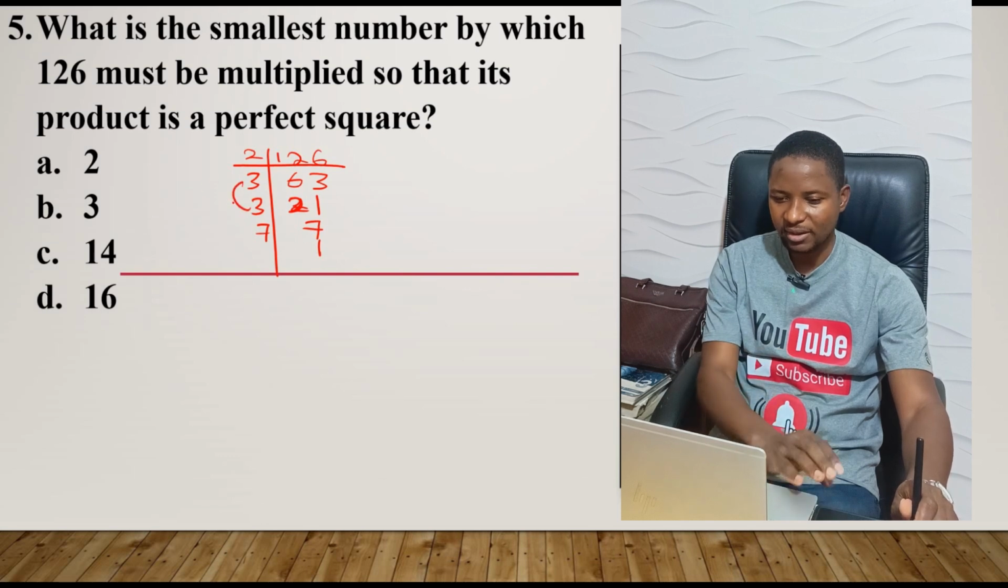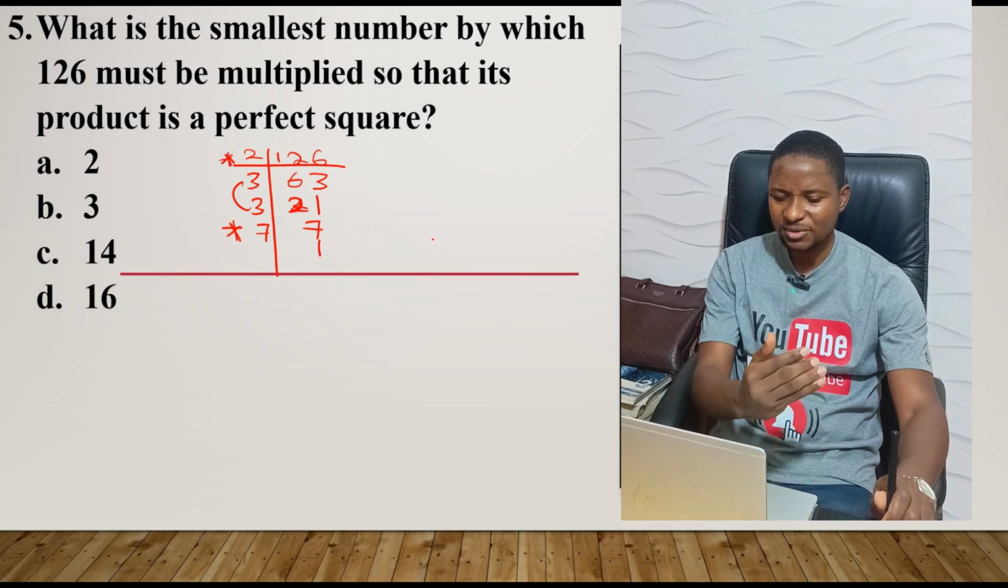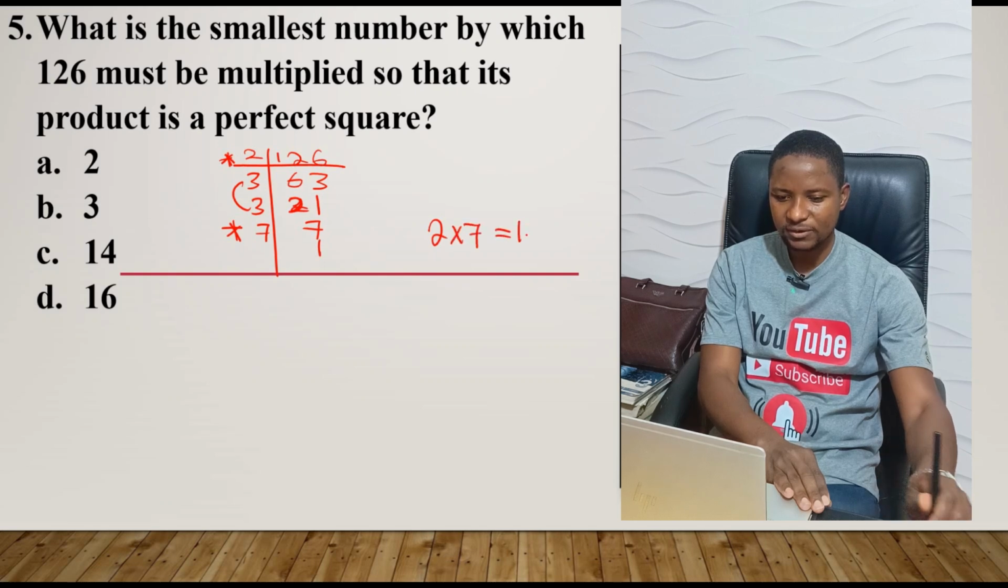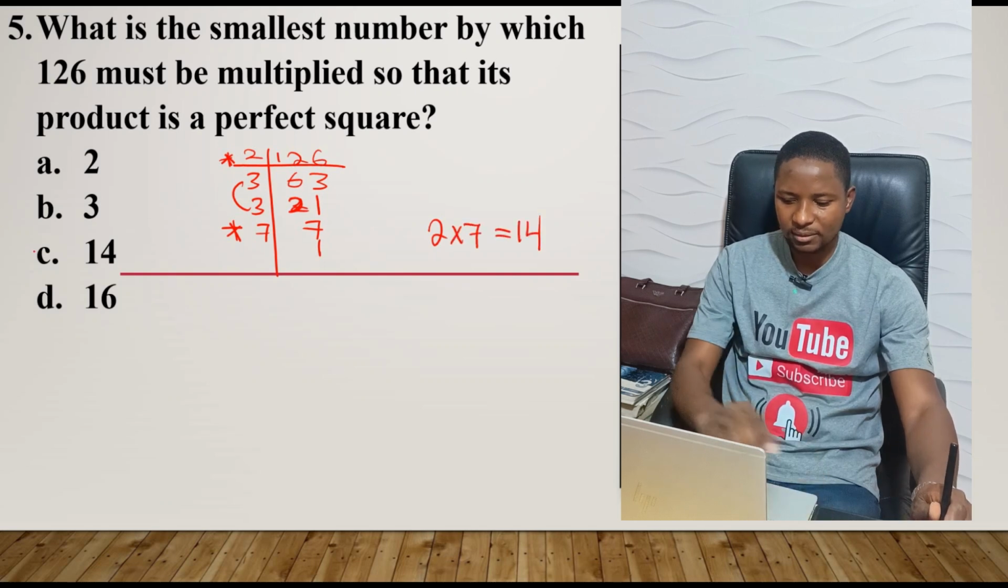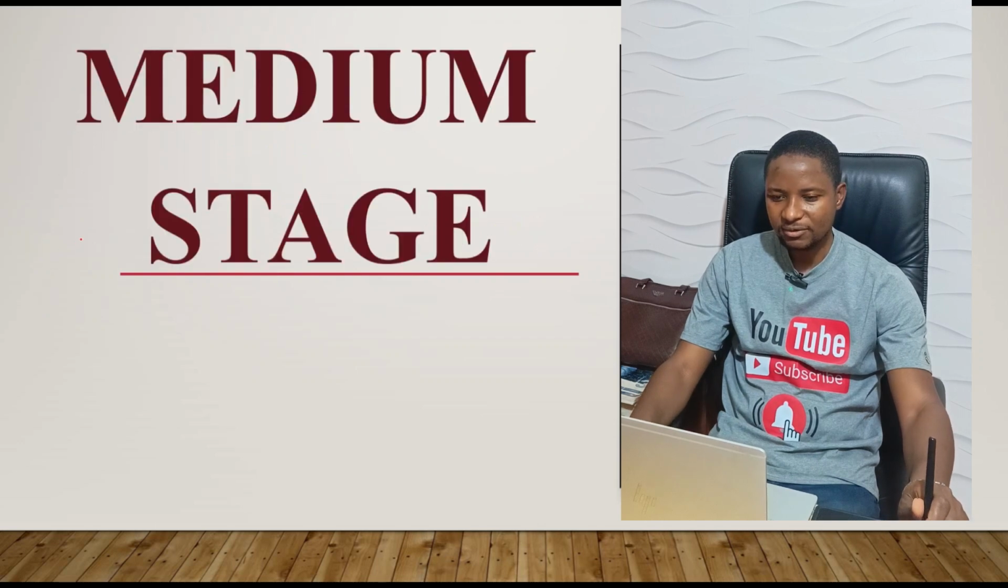It's perfect because you can pair it. But you need one more 2. You also need one more 7. So meaning what you need to multiply with this expression to make it a perfect square is 2 times 7, which will give you what? 14. So your answer is C. Let's move on to the medium stage.